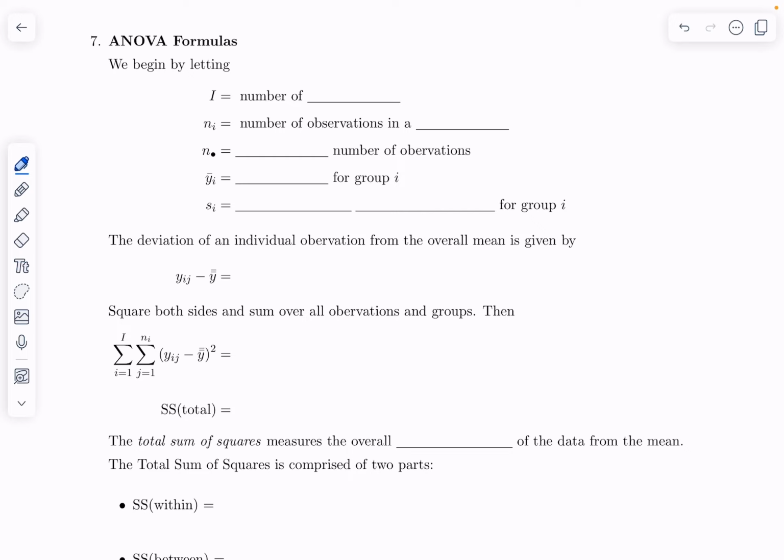The first bit is that I is going to be the number of groups. Then n sub I is going to be the number of observations within a group. So we saw with our smoking example that there were 200 individuals in most of the groups, but the non-inhaling group only had 50. N dot is going to be the total number of observations. So I can add up all of the observations from each group. Y sub I bar is going to be the mean for group I. And then S sub I will be the standard deviation for group I.